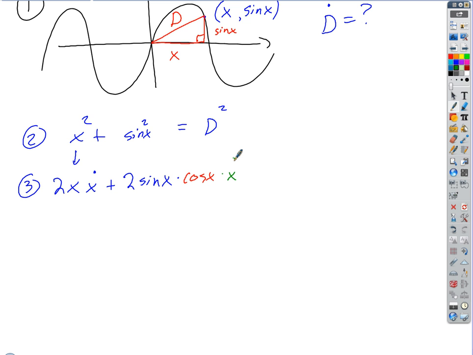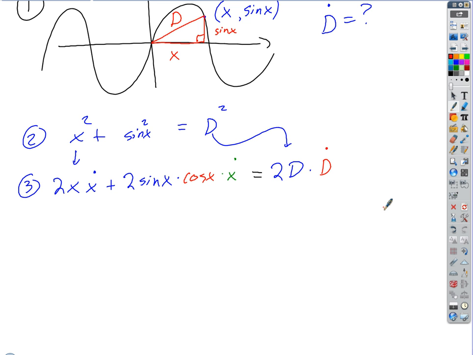So we actually had 2 layers in the first one, 3 in that one, right? And on the other side, 2d times d dot. Once again, chain rule. The derivative of d squared is 2d times d dot, not x dot. That look good?